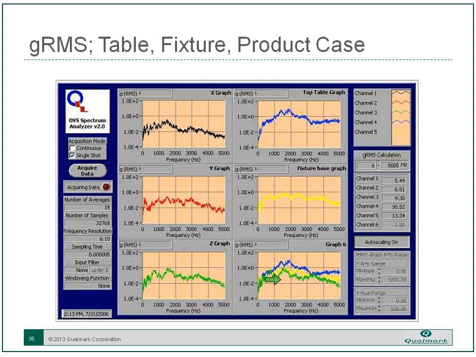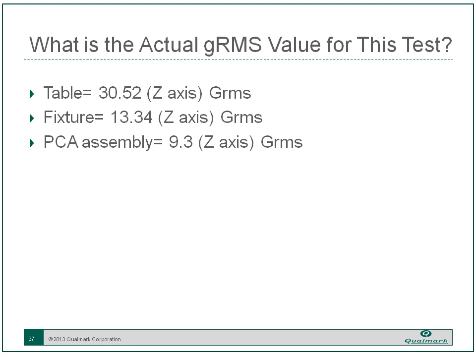So where do I say my vibration level is? If I know that I need to have 20 Gs in my HASS screen, where do I measure my 20 Gs? It makes a big difference. And of course, the right answer is this final PCA assembly, where the failures are occurring, is where you want to measure.